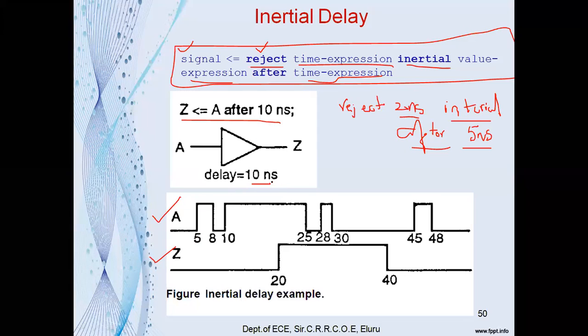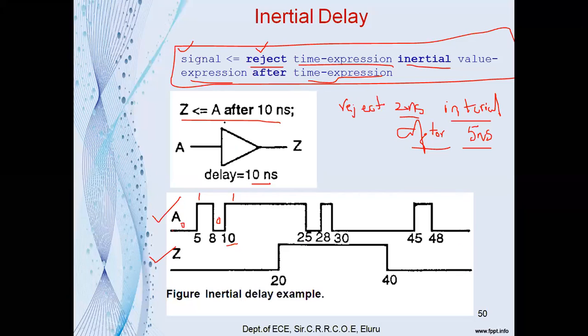So here, since it is an inertial delay, the input must be recognized only after 10 nanoseconds. But if you see the input signal, there are transitions. The initial value of the signal is 0. At 5 nanoseconds, it changes to 1. At 8 nanoseconds, it changes to 0. At 10 nanoseconds, again, it changes to 1. And so on. Like this, the input signal has transitions at different intervals of time.